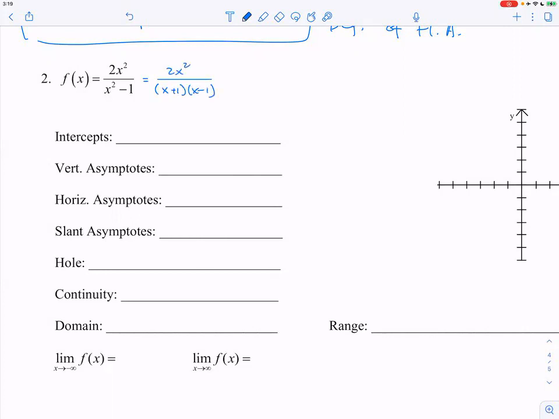Yeah, so you've got to be automatic. Like, oh, x squared minus 1, the difference of 2 perfect squares. You can see that. Okay.